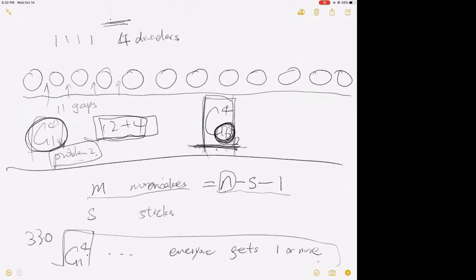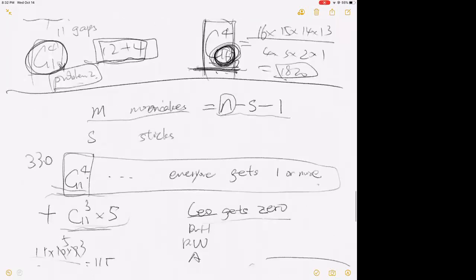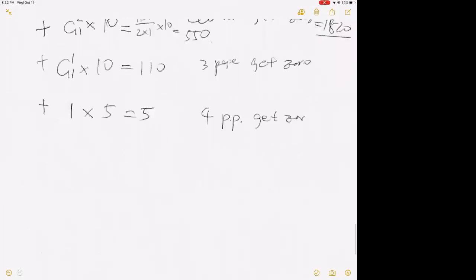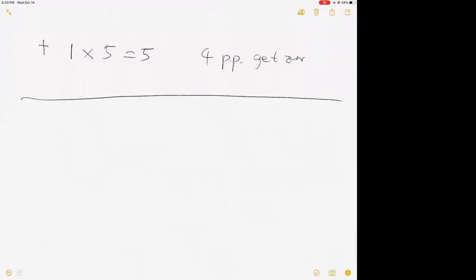Okay. Actually, by the way, if you do 16 choose 4, then you're getting the same number. 16 times 15 times 14 times 13 over 4 times 3 times 2 times 1, and this is also 1820. So I need someone to explain to me why it is 16 choose 4. Kyle. Okay, go ahead, Kyle. So can I continue on my solution? Okay, sure.